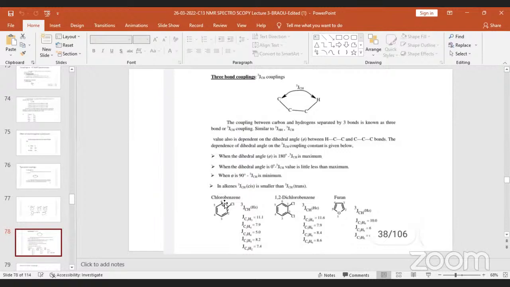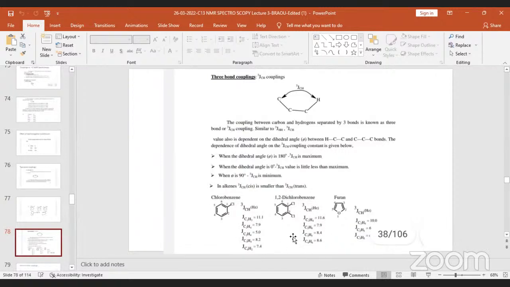For example, the coupling between C1 and the hydrogen on the third carbon, 1, 2, 3, that is J3 coupling, J3CH. JC1H3 is 11.1. JC2H4 means the hydrogen present on the 4 carbon, and JC2H4 is 7.9. These are the values. C2H6 means this carbon and the hydrogen present on the 6 carbon. So this is also separated by 3 bonds. So these are the values.